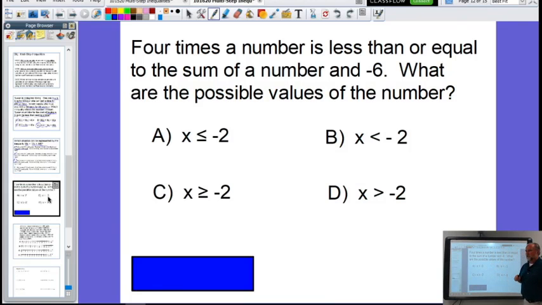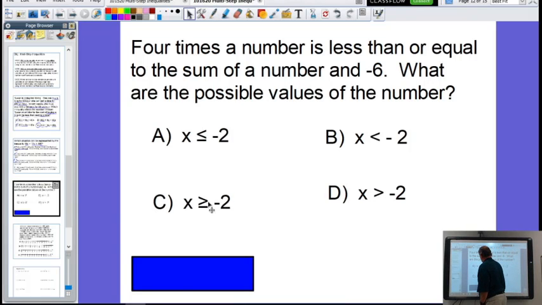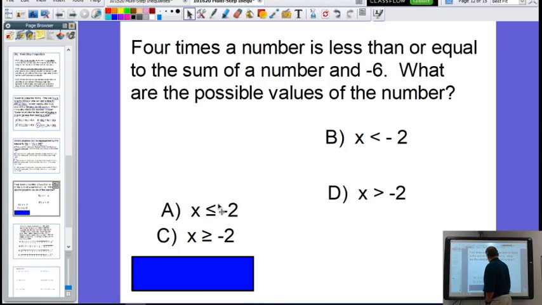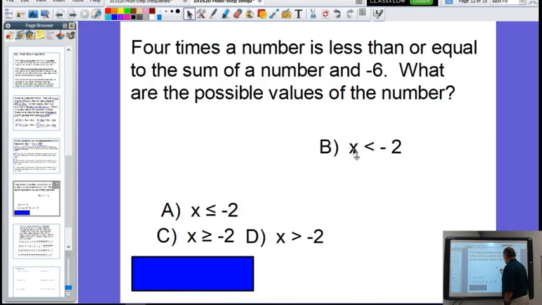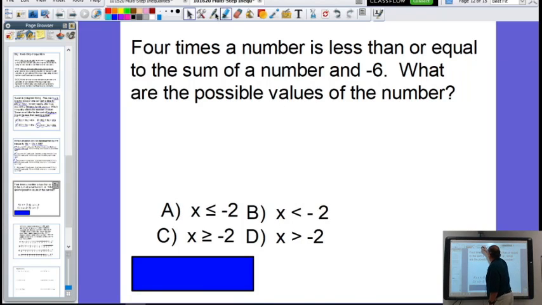Now this one, they're asking you to read the problem, translate it, and solve it all at the same time. Okay, so I'm going to move these answer choices down real quick, so that we have room to solve our problem. Okay, so here we go. 4 times a number is less than or equal to the sum of a number and 6. What are the possible values of the number?